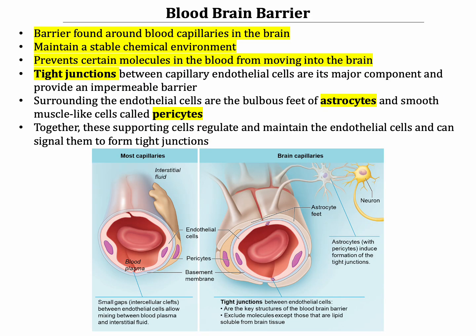With the blood-brain barrier, we're focusing on the barrier found around blood capillaries that are in the brain. And blood capillaries are the tiniest blood vessels that we have in the body that are responsible for exchanging nutrients and waste, oxygen, and carbon dioxide. With this image below, we're comparing a standard capillary here to a brain capillary.